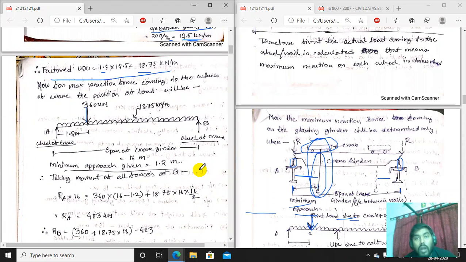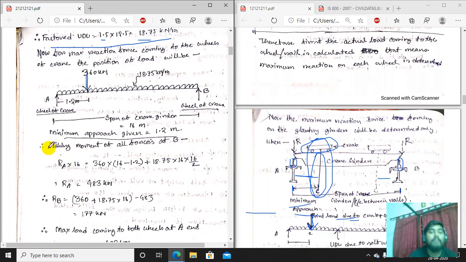So we have found out the best position so that we can get the maximum reaction force on any wheel. So the maximum reaction force we are calculating first. Taking moment, you know how to calculate the reaction force. You have done it in your solid mechanics in the basic third semester. I am just recalling it.